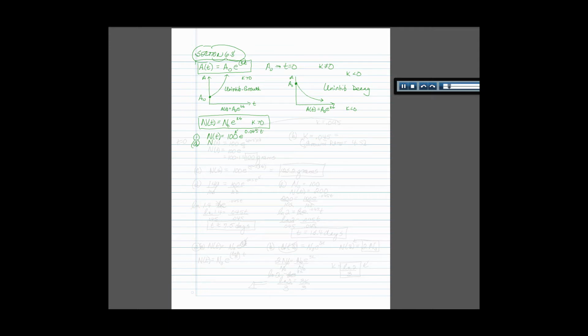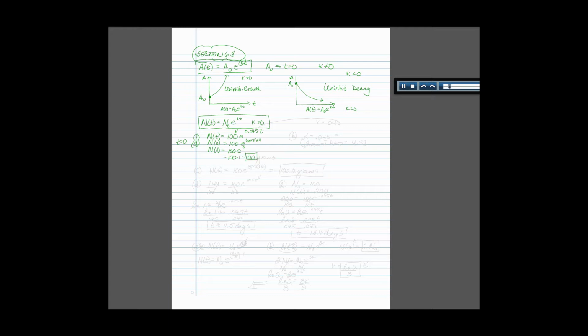That means we want the initial amount when we first started, so that would be N of 0. That would be where t equals 0, so I'm going to put zeros in for the t. It would be N of 0 equals 100 e to the 0.045 times 0. Anything times 0 is 0, but anything to the 0 power is 1, so that's equal to 100 times 1, or just 100.